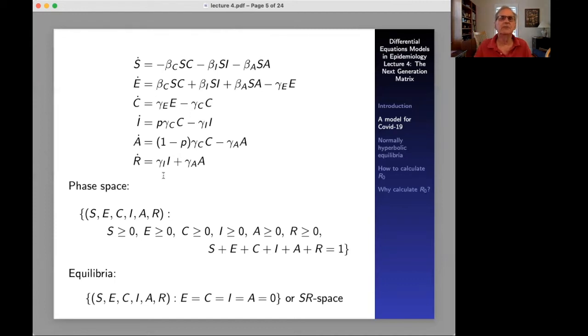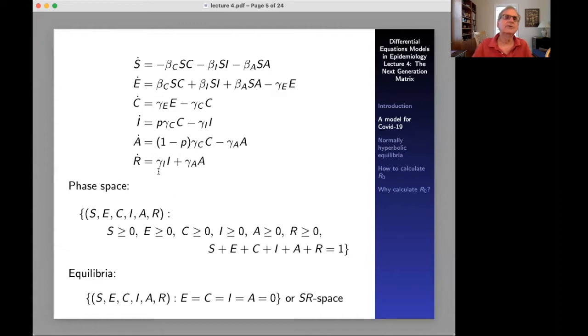What are the equilibria for this model? Equilibria are the set of points in phase space such that the right-hand side of every single equation is 0. So to find the equilibria, we set the right-hand sides of all these equations equal to 0 and solve. 6 equations and 6 unknowns. How are you going to do that?